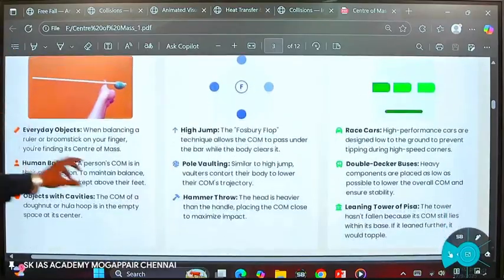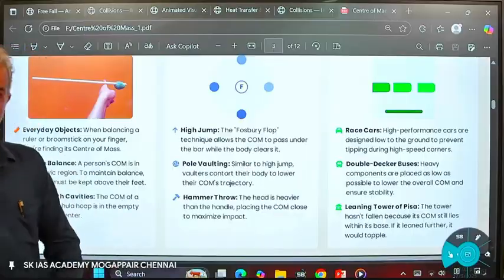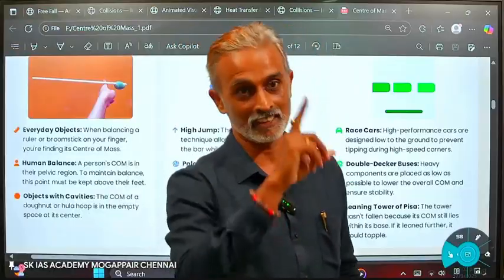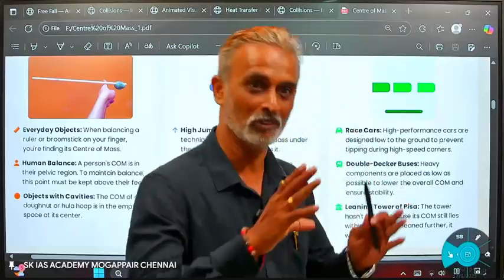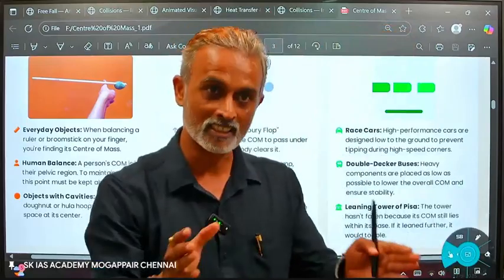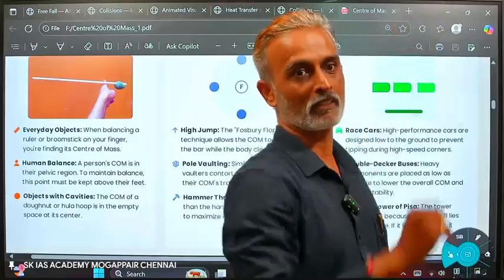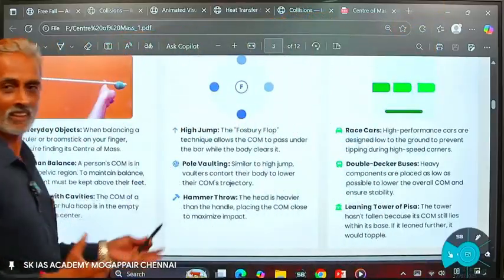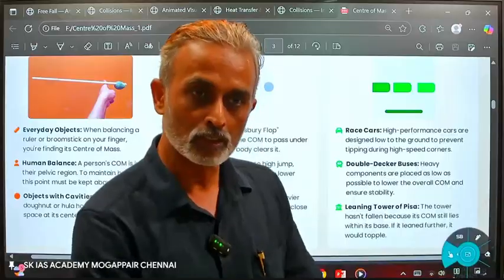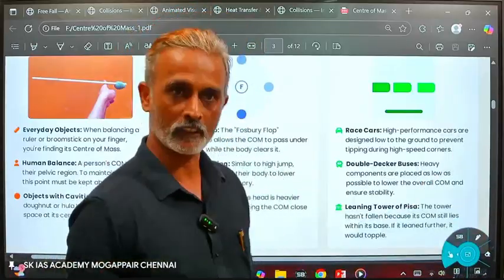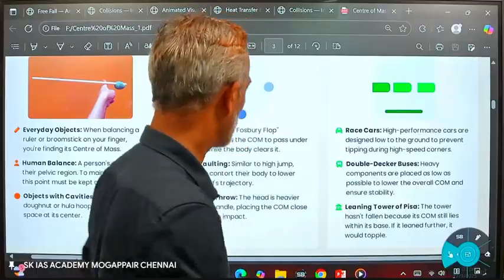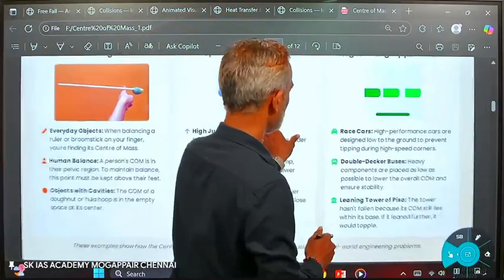So high jump, pole vaulting, hammer throw. Hammer throw, you know? In hammer throw, some person comes number one. They know how to apply the center of the mass, and when he applies the center of the mass correctly, he comes in the number one position. Okay, like in sports the center of the mass is also useful. Industry also uses the center of the mass. So there are so many applications of the center of the mass. Okay, next.